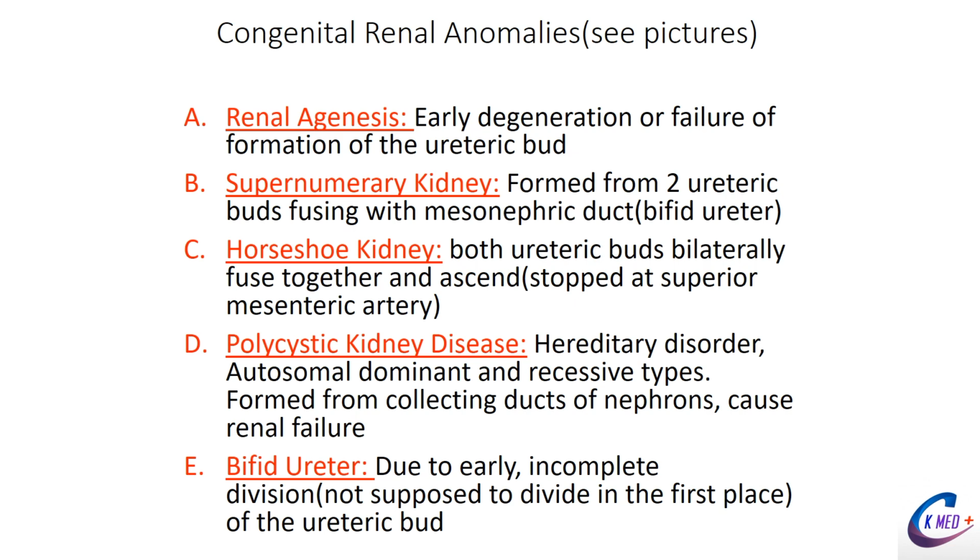But we talked about renal agenesis, and that's your ureteric bud does not form. And then your supernumerary kidney, that's you get 2 ureteric buds that are fusing together. So that's like the 2 diverticulum with the 2 mesoderms. And then horseshoe kidneys, we talked about those. They fuse together, and then they get stopped.